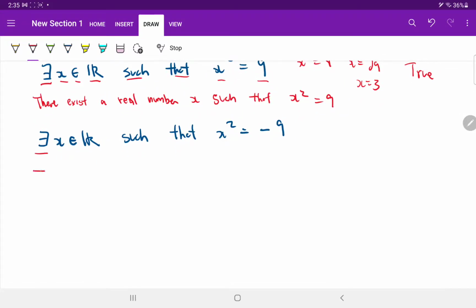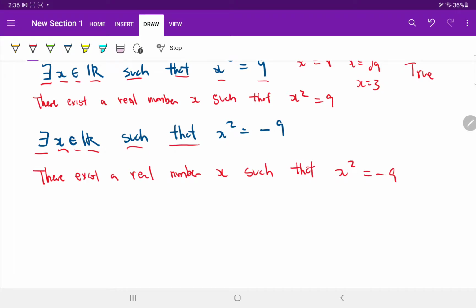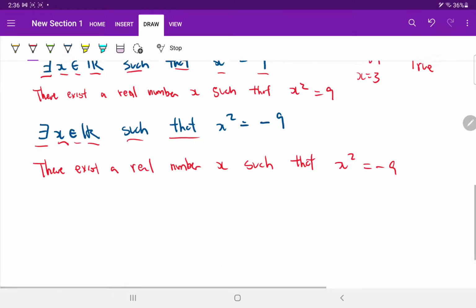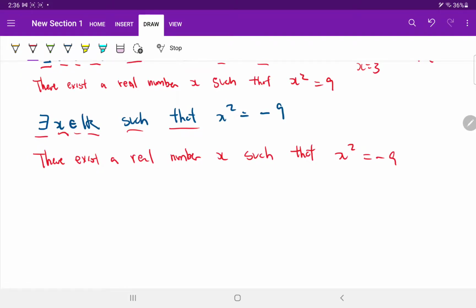So again, start with there exists a. X is an element of real number. So we say there exists a real number x such that x squared is equal to -9. So is this true or false? Well, like our second example, this must be false, right? So there's no real number. Let's use an example. Let's say real number 5, right? 5 is a real number. 5 squared is 25. Or -10. -10 is a real number. -10 squared is 100.